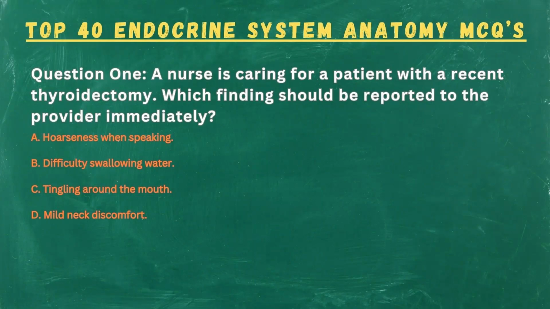Question 1. A nurse is caring for a patient with a recent thyroidectomy. Which findings should be reported to the provider immediately? A. Hoarseness when speaking. B. Difficulty swallowing water. C. Tingling around the mouth. D. Mild neck discomfort. Answer. C. Tingling around the mouth.